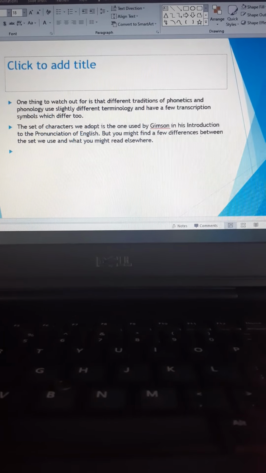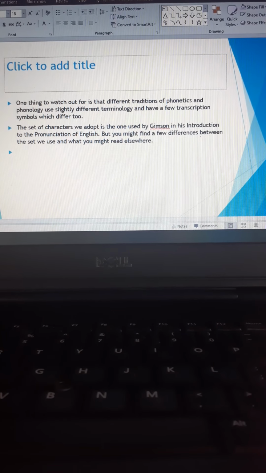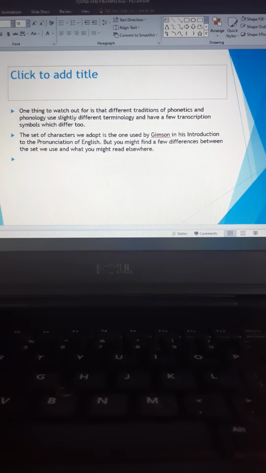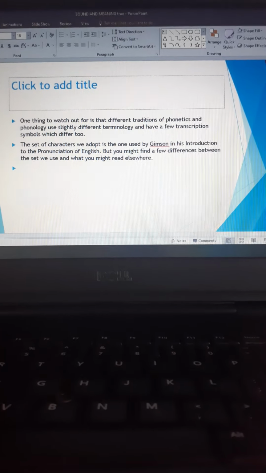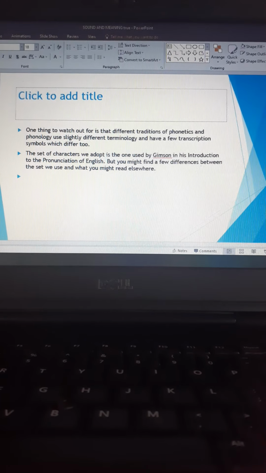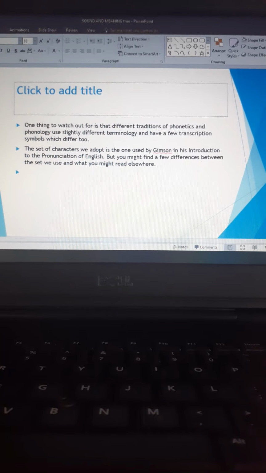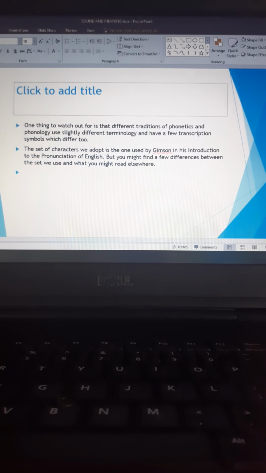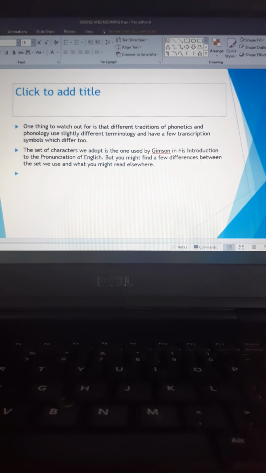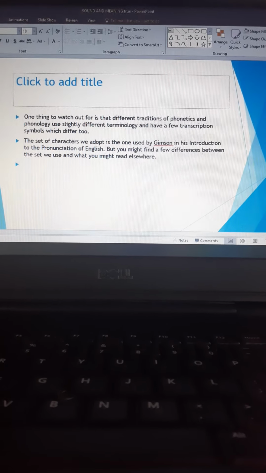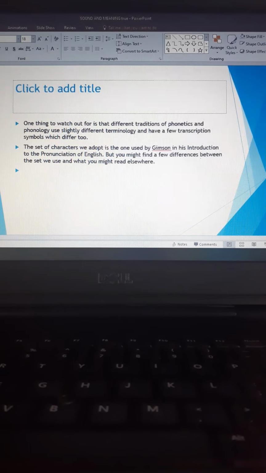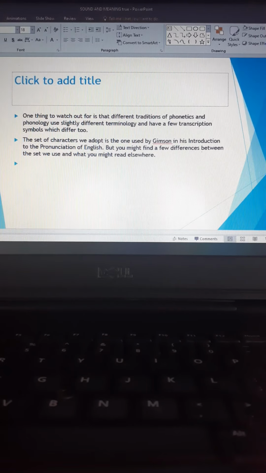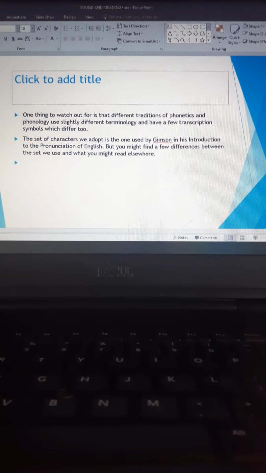So one thing to watch out for is that different traditions of phonetics and phonology use slightly different terminology and have a few transcription symbols which differ too. The set of characters we adopt is the one used by Jameson in his introduction to the pronunciation of English, but you might find a few differences between the set we use and what you might read elsewhere. So Alfred Charles Jameson is known for his work, his introduction to the pronunciation of English.